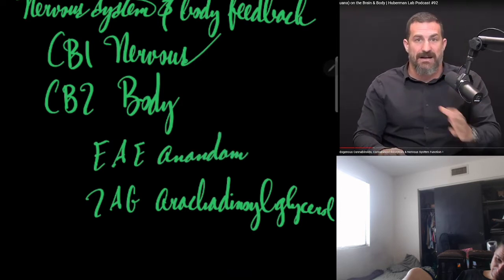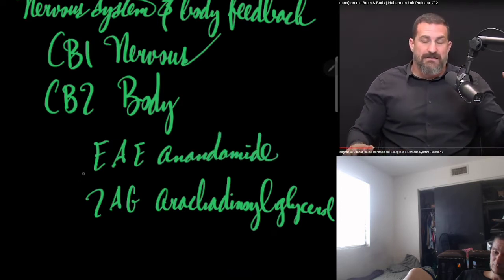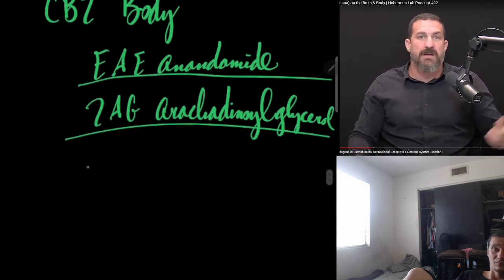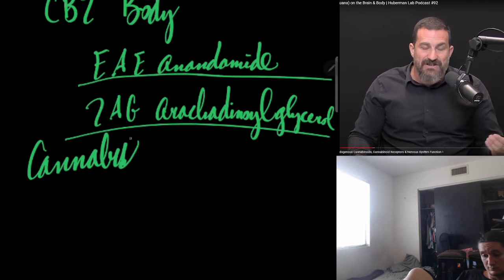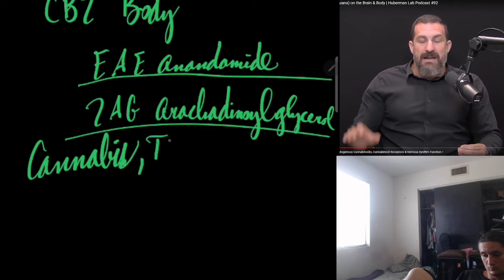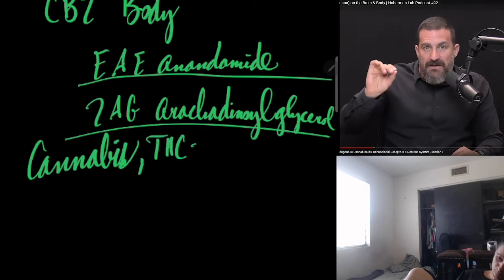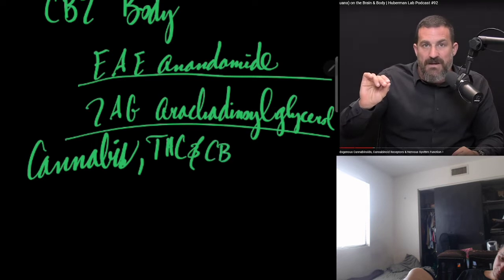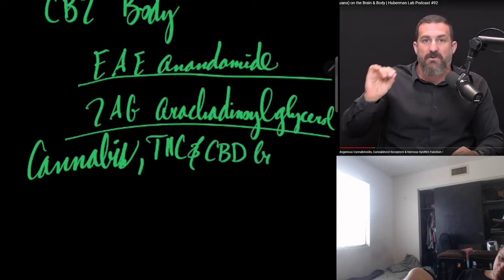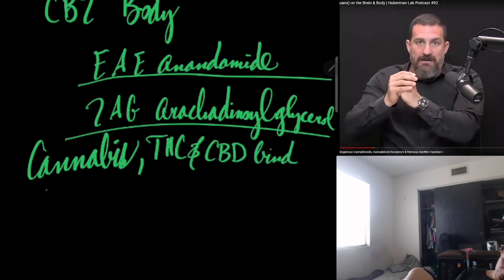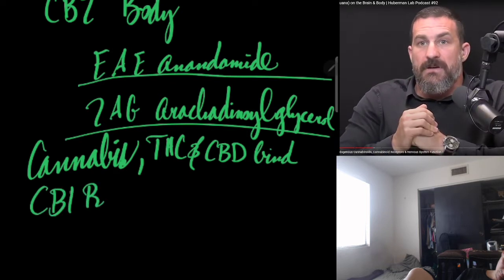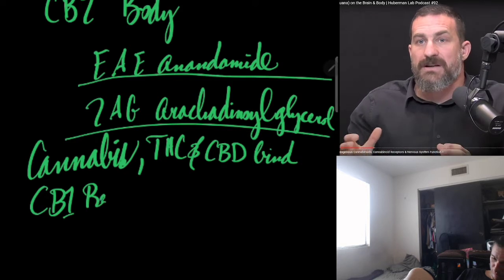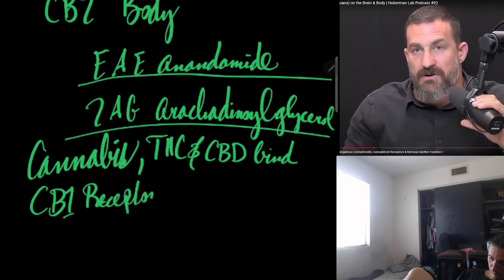And then along comes cannabis. And that cannabis, again, can arrive by smoking, by vaping, by edible. Cannabis contains THC and CBD that potently bind the CB1 receptor. And now the effects of the CB1 receptor being occupied by THC or CBD are not very nuanced. In fact, they are very predictable.